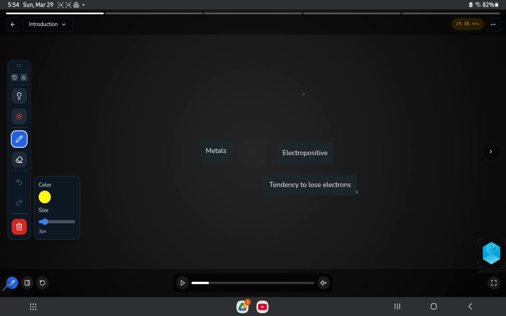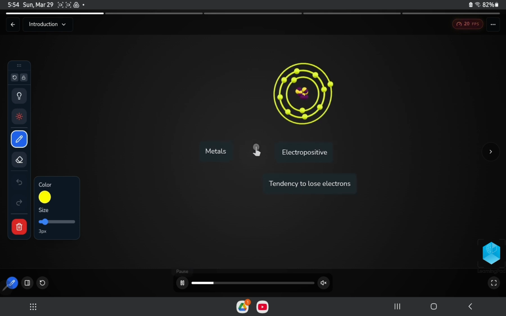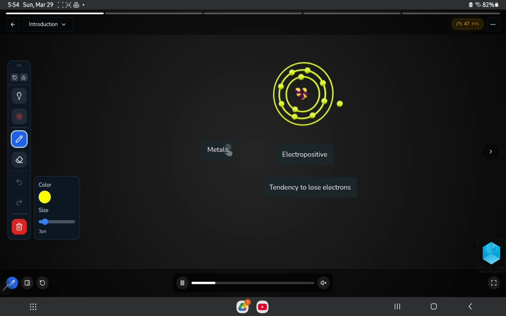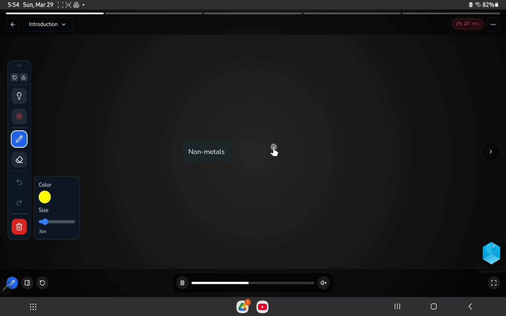metals easily lose electrons. If you see the structure of a metal, here this metal has some electrons in its outermost orbit. So, one of the electrons is lost. As a result, that metal becomes a cation. So, metals easily lose electrons and they become cations. Now, when they become cations, they are ready to combine with others.